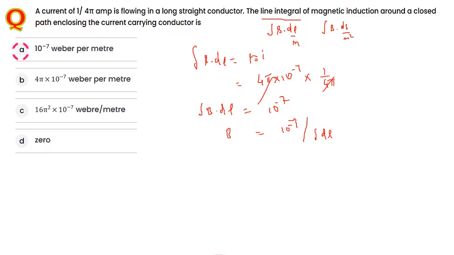So here magnetic field, already what you got here, that is in Weber, right? So here is Weber per meter. So what you are getting, that answer here is Weber per meter.